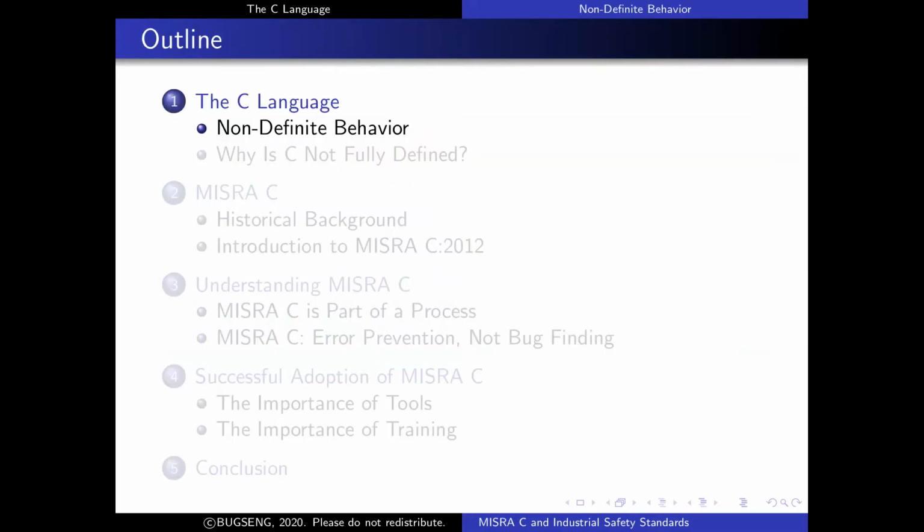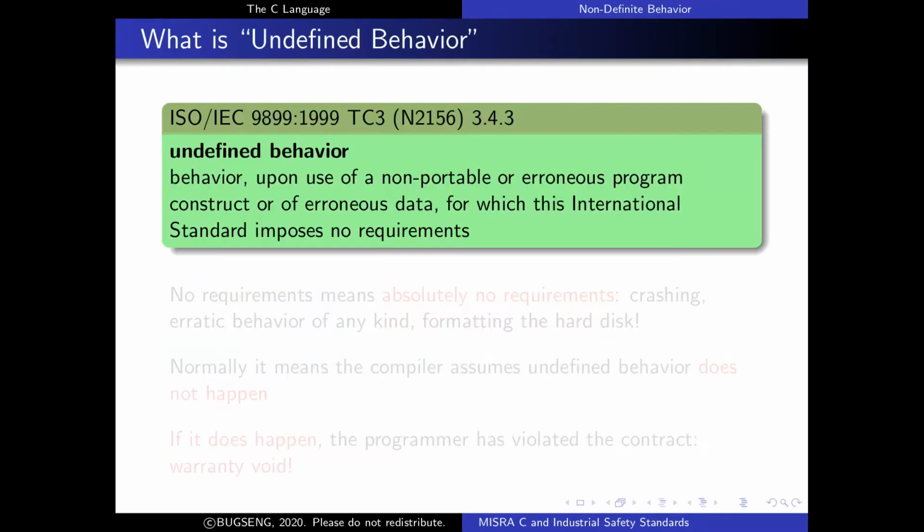So let us go through the behaviors which are not fully defined in C. There are several kinds of them. So the most dangerous one is called undefined behavior. It is defined by the standard as something that occurs when you use some non-portable or erroneous program constructs or erroneous data.